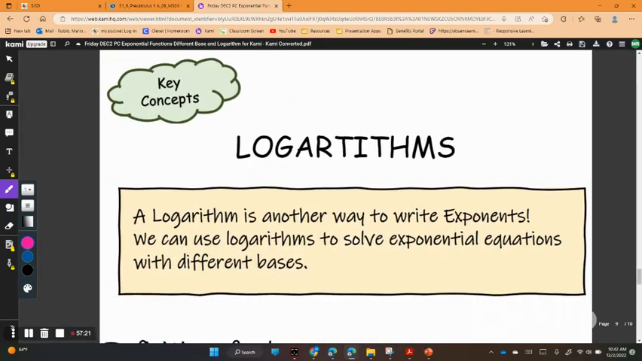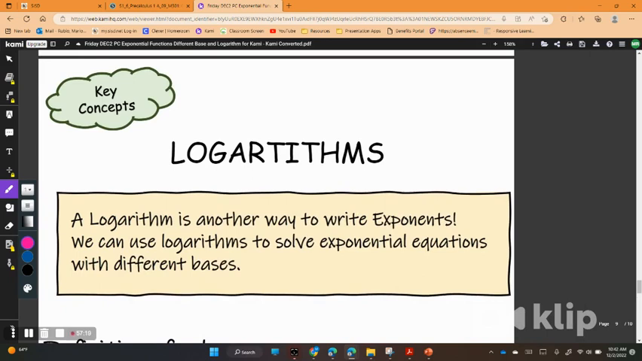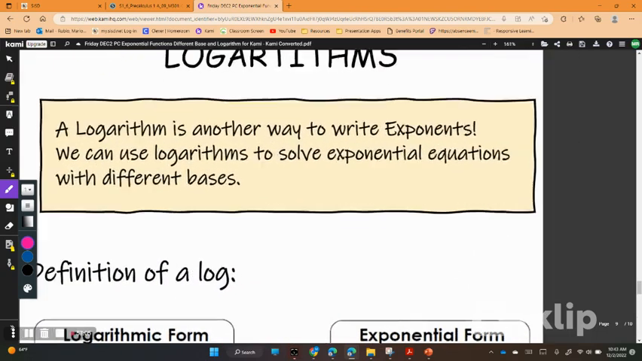The key concepts for today are: what are logarithms? Well, a logarithm is another way to write exponents. We can use logarithms to solve exponential equations with different bases. While I write some of these notes, I want you to write the key concepts in your notebook, and then that way you can start getting practice with these.